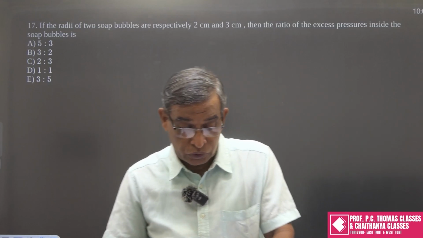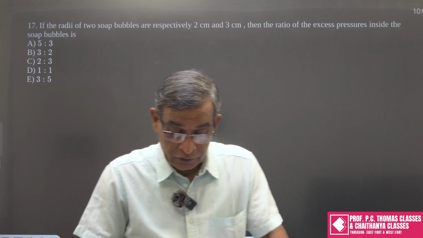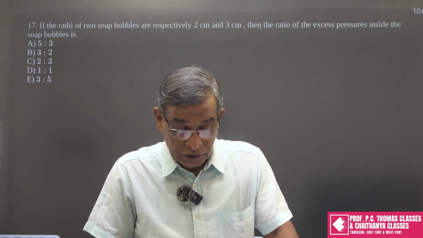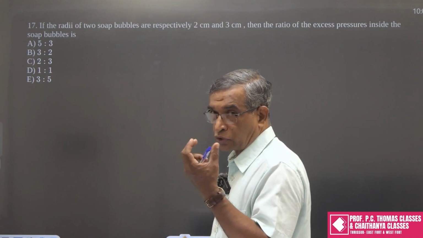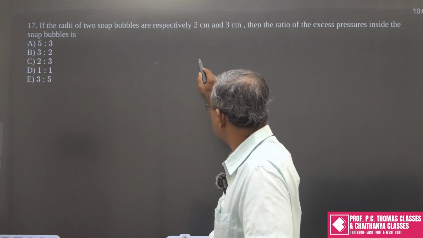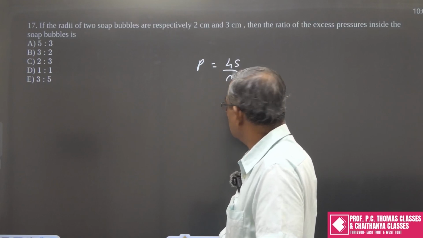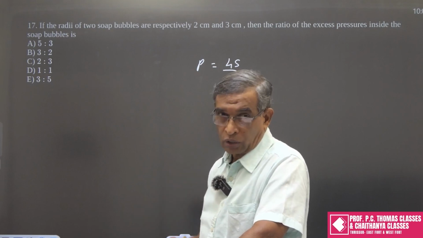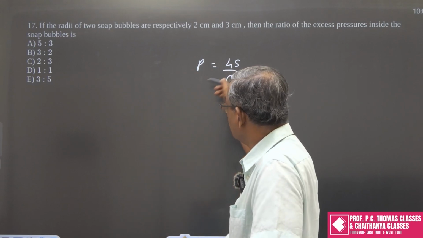The radius of two soap bubbles are respectively 2 centimeter and 3 centimeter. And the ratio of the excess pressure inside the soap bubble. In the case of a bubble, excess of pressure inside the bubble is given by 4S by R, because a bubble has got 2 free surfaces. If it were a drop, it is equal to 2S by R, only 1 free surface. Here 2 free surfaces, 4S by R.